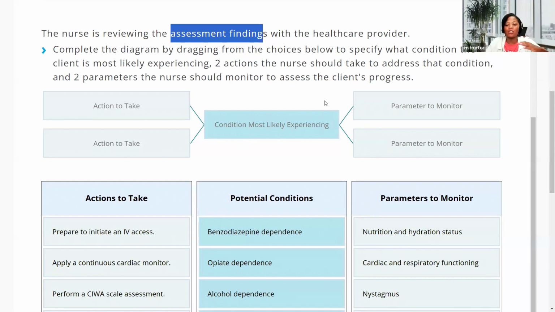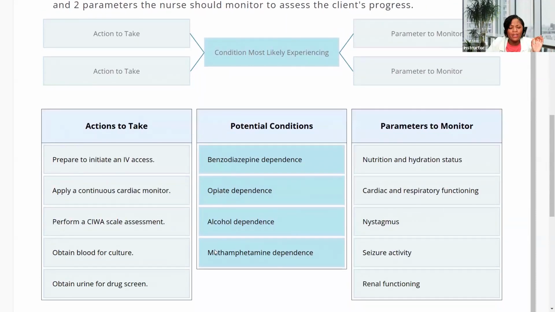And so based on the assessment findings, they're wanting us to figure out what's going on with this patient, right? Remember, this is the substance abuse case study. Is this a patient who is dealing with a benzodiazepine dependency? Or is this patient dealing with an opioid dependency? Or are they dealing with alcohol dependency or methamphetamine dependency?